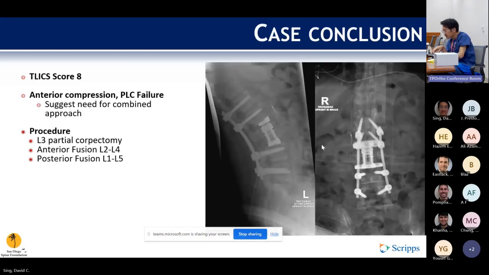What did we do for this guy who came in after the 40-foot fall? We went with the expandable cage in the front, spanning 2 segments above, 2 segments below, preserving the L5-S1 junction, doing a partial corpectomy through the front, and stabilizing in the back. I don't know how he did with follow-up, but he has a nice restoration of the lordosis there as well.